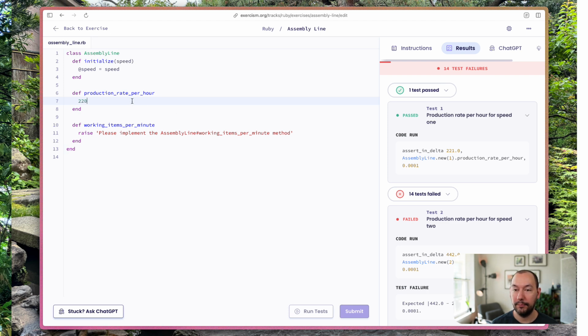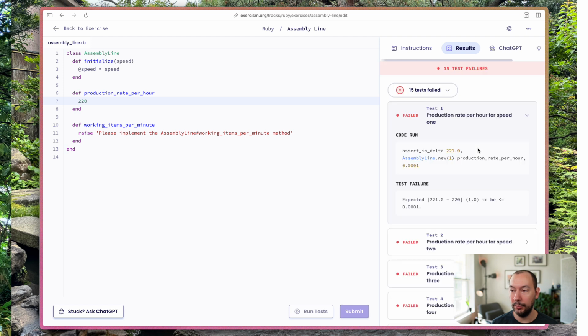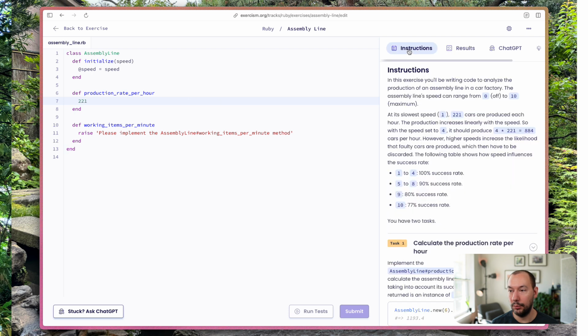And let me break this and see what the output was again. Yeah, so it's okay. That's kind of interesting. So we're expecting 221 minus 220 to be less than or equal to this. So 1 should be less than or equal to that. I'm still not quite understanding this test. But we can see that 221 passes this test.